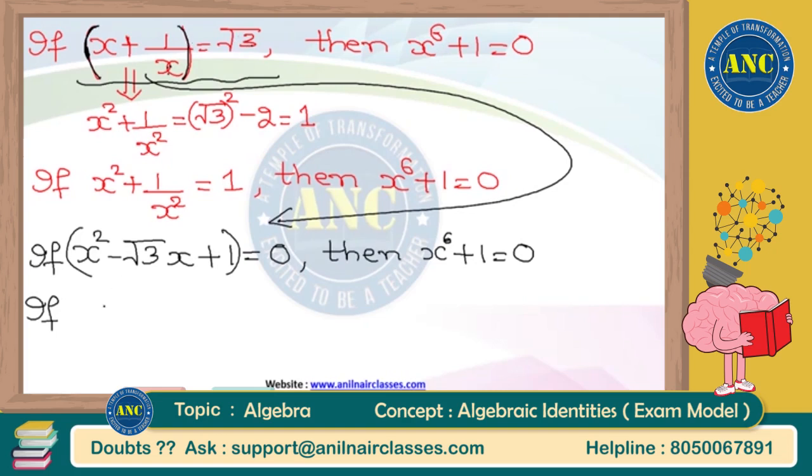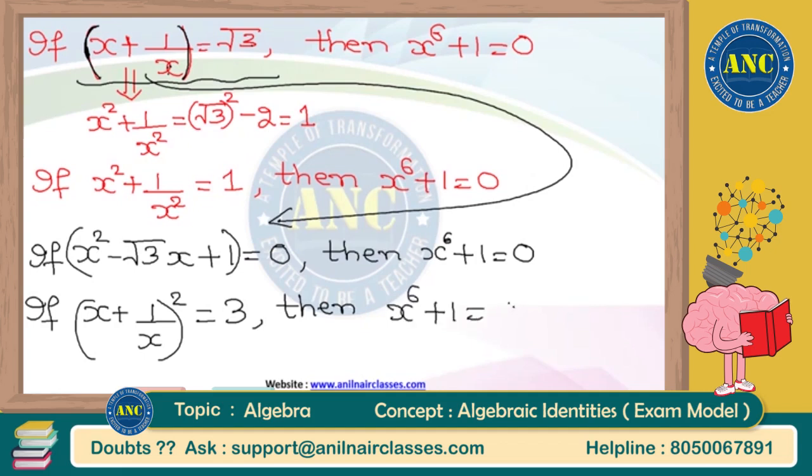Let me square both sides. That means it becomes x plus 1 by x whole square, which is equal to root 3 whole square, that is 3. This also is another way of writing. And in this case also, x power 6 plus 1 will be equal to 0.